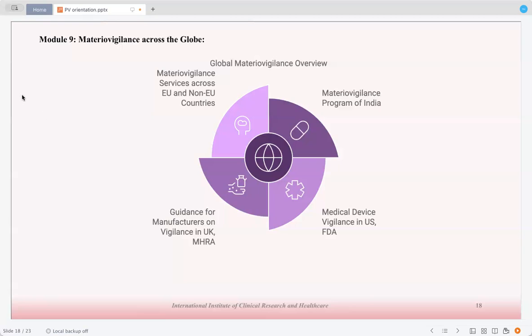Next, materiovigilance services across the European Union and non-European Union countries. In the European Union, the Medical Device Regulation, MDR, mandates strict vigilance requirements for manufacturers, including reporting adverse events and implementing corrective measures.